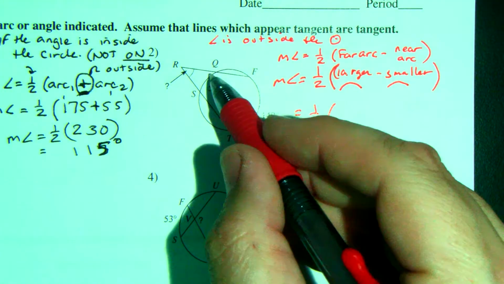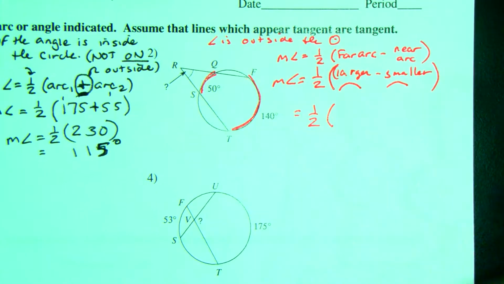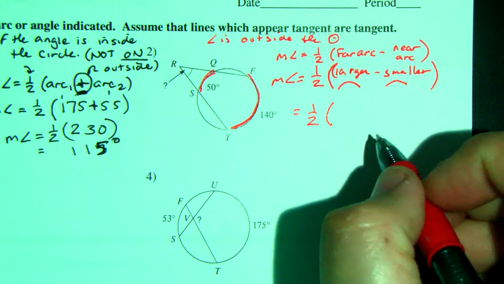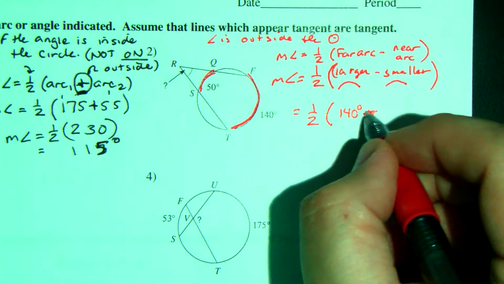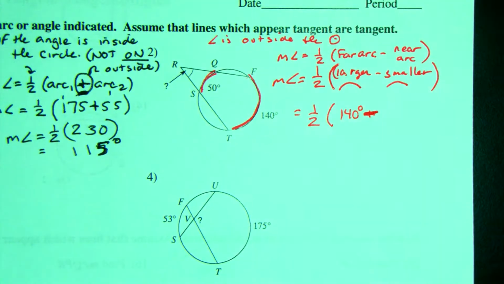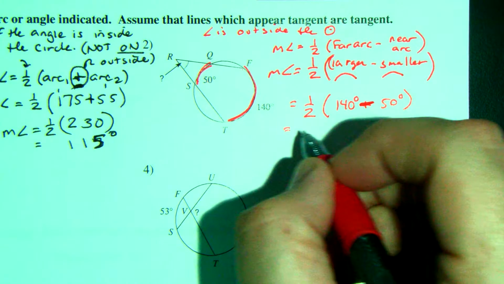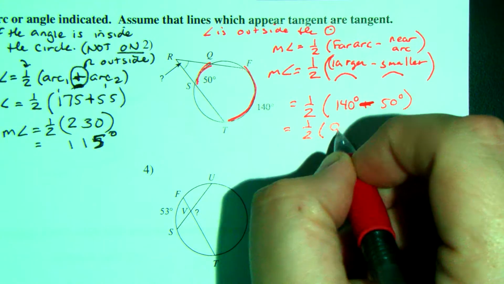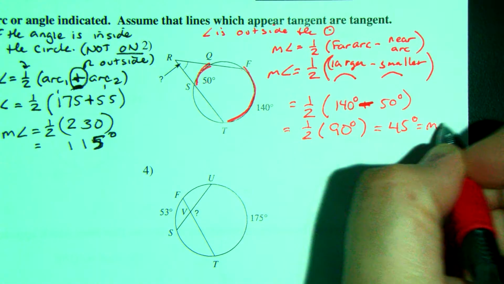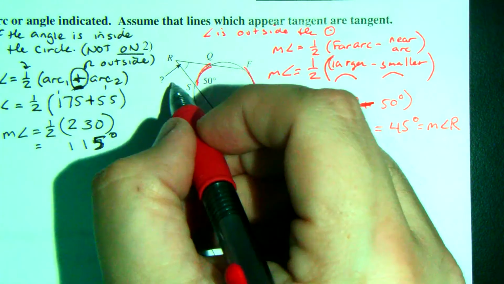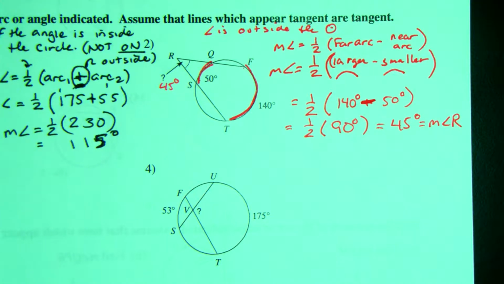There's this arc right here, and then there's the major arc right here. Major, minor, you can think of it like that. What's the biggest one? 140 degrees. And I'm going to subtract. What's this one? 50 degrees. So what's 140 minus 50? 90 degrees. What's half of 90? 45 degrees. That's equal to the measure of angle R. So this guy right here is 45 degrees. Is that horrific?